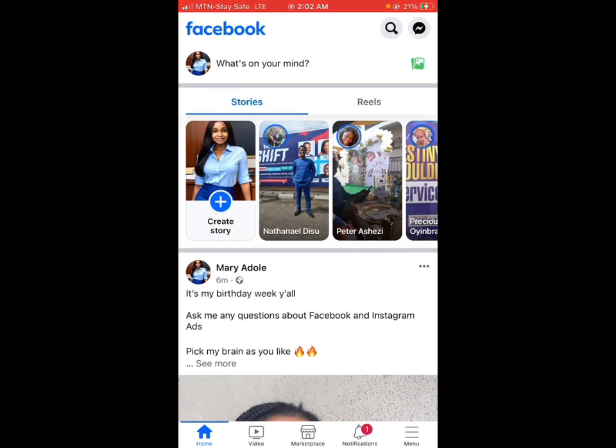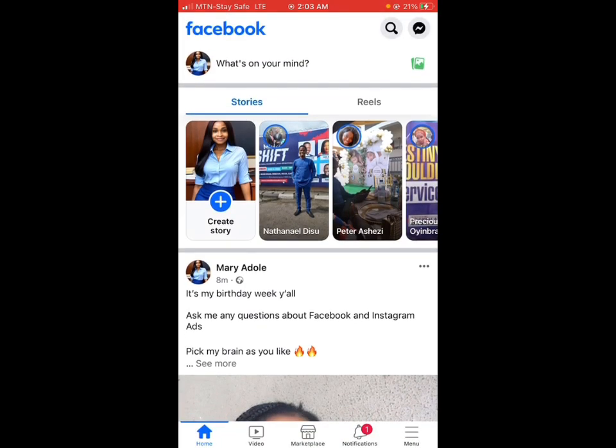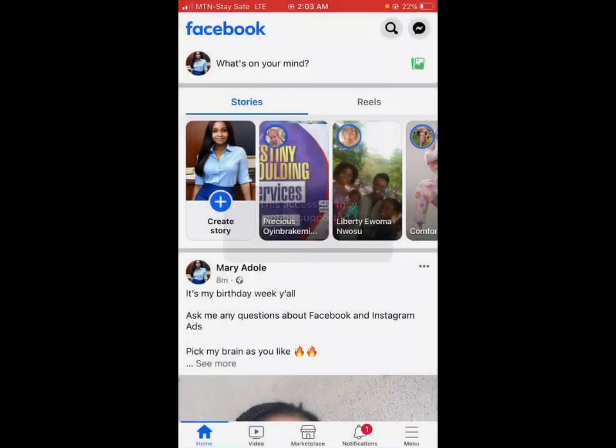but then on your Facebook story you want to be very, very strategic. And the reason is because when you come to Facebook, the kind of stories you actually watch are those that catch your attention at the get-go, right? So you know that you can create as many slides as possible on your Facebook story.